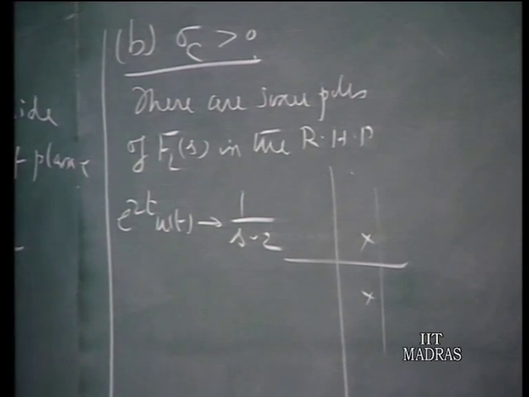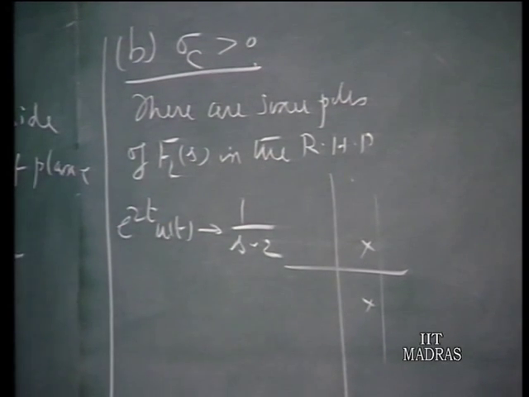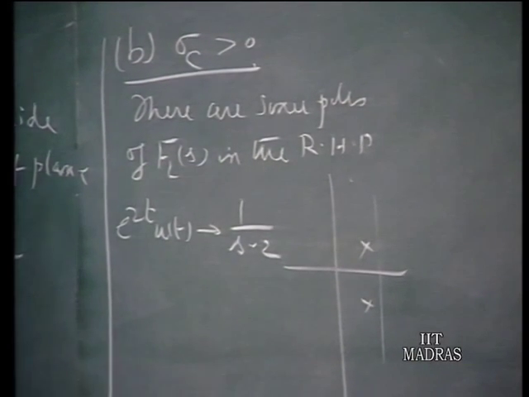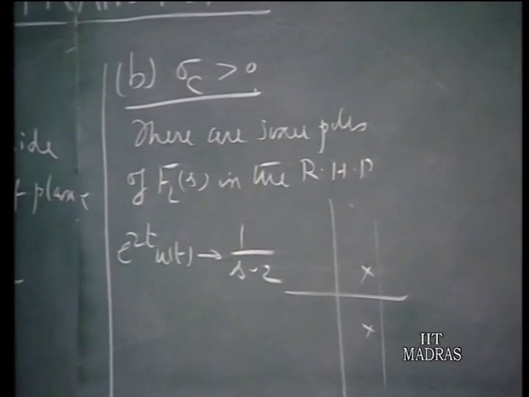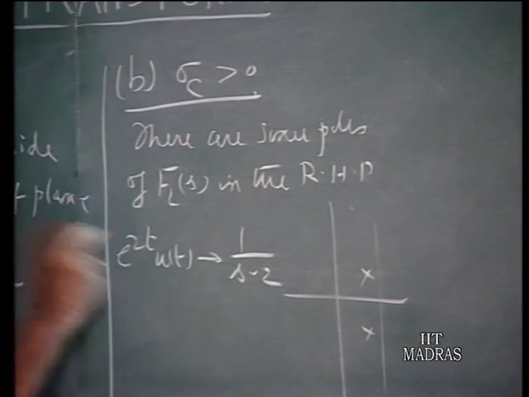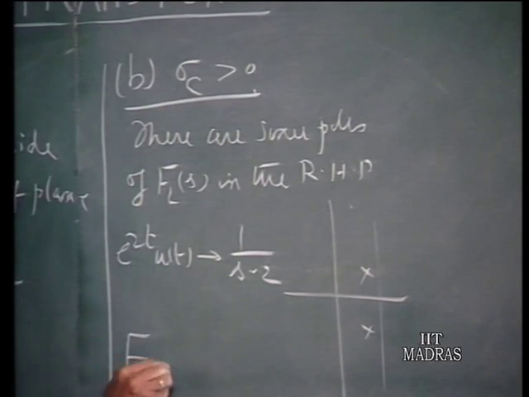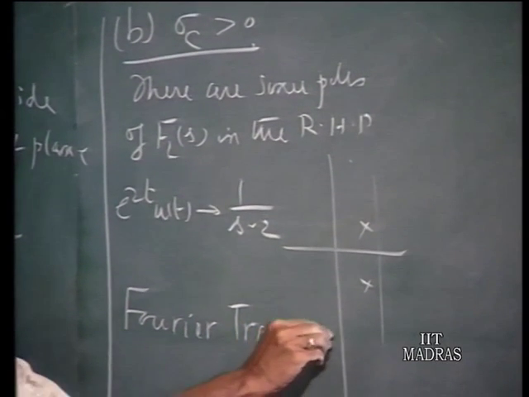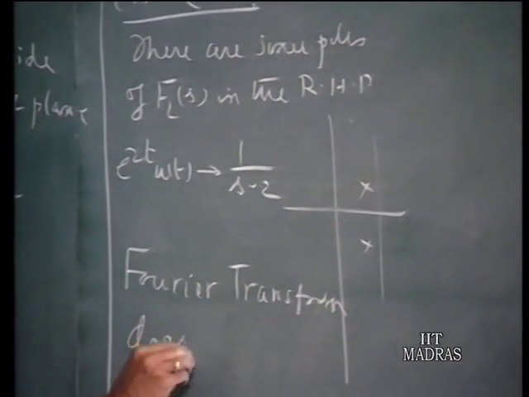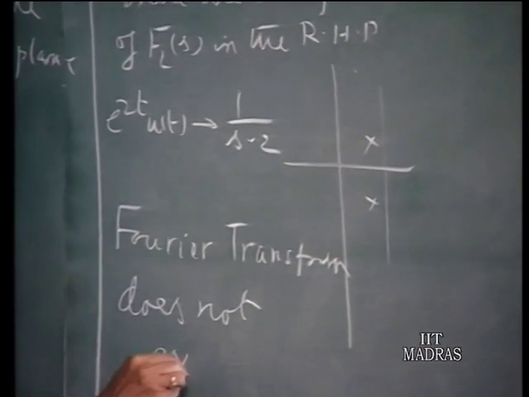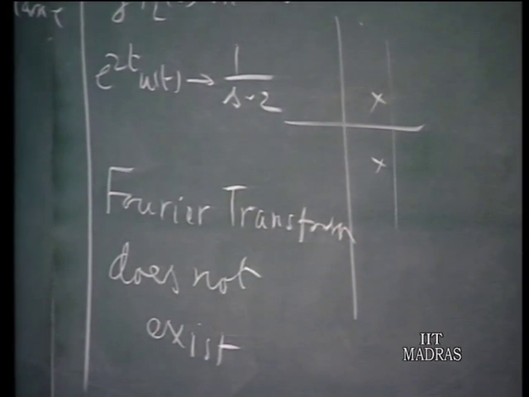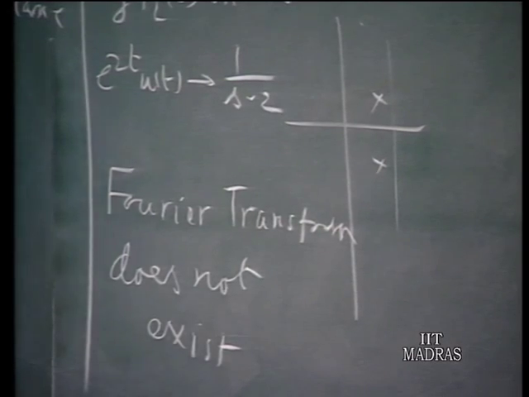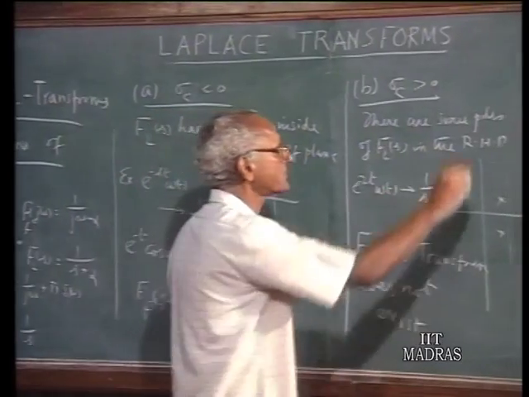Now all we can say is, for such functions the Fourier transform does not exist because the integral does not converge. You have the integral of f of t e to the power of minus j omega t dt. That integral cannot converge because you have an exponentially increasing time function. In such cases, the Fourier transform does not exist. So there is no way in which we can relate the Laplace transform and Fourier transform. Simply, the Fourier transform does not exist for such functions.